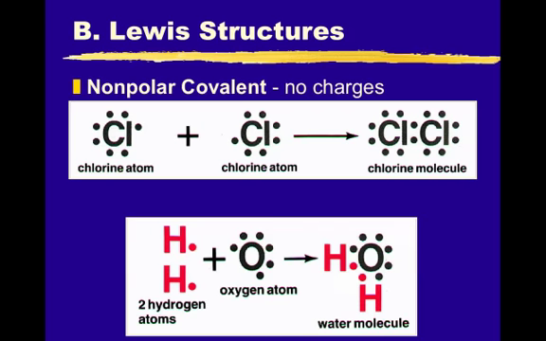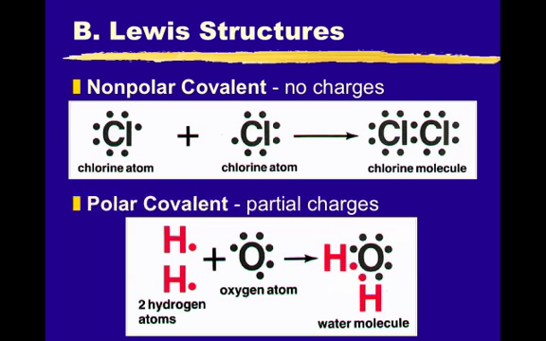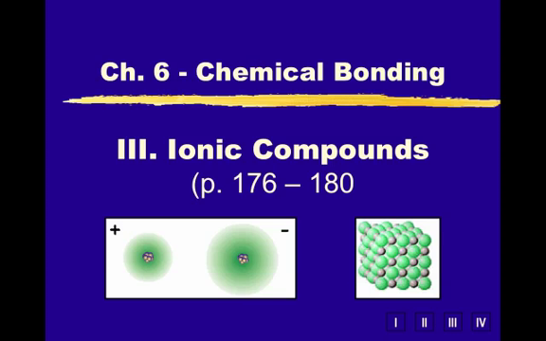Remember, in polar covalent compounds, we have no charges because electrons are being shared. We're not gaining or losing electrons. But you should remember we have partial charges in polar covalent compounds, and we have to label those with the delta negatives and delta positives. How do we do that? We look at the electronegativity chart that you have received.